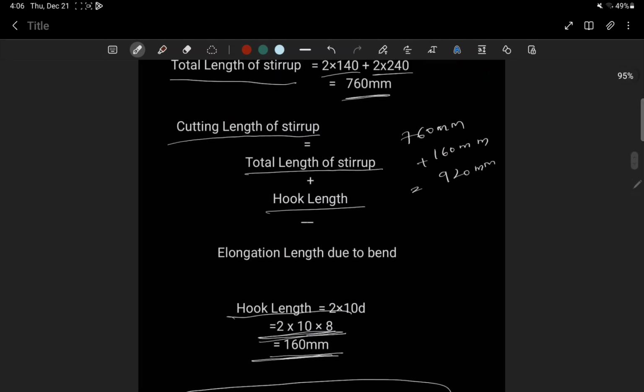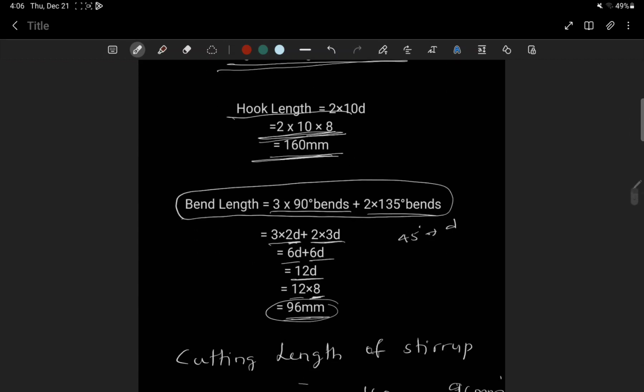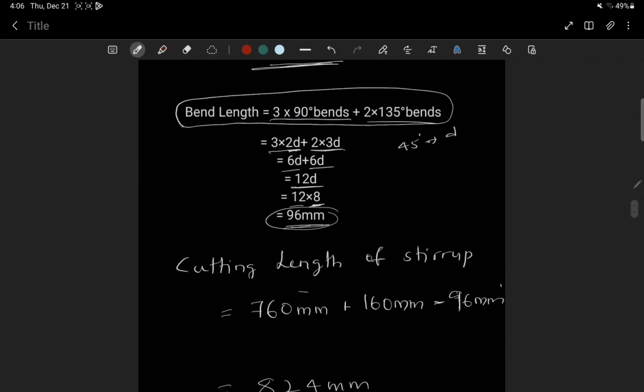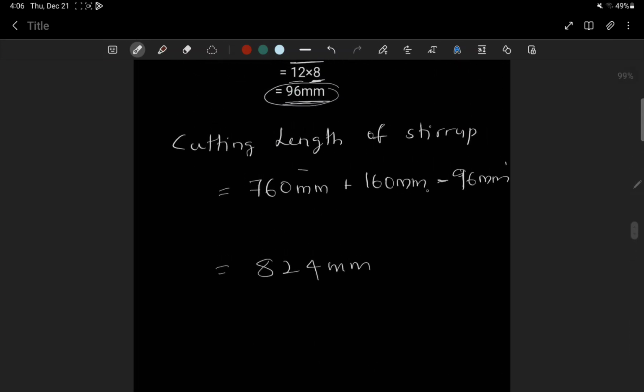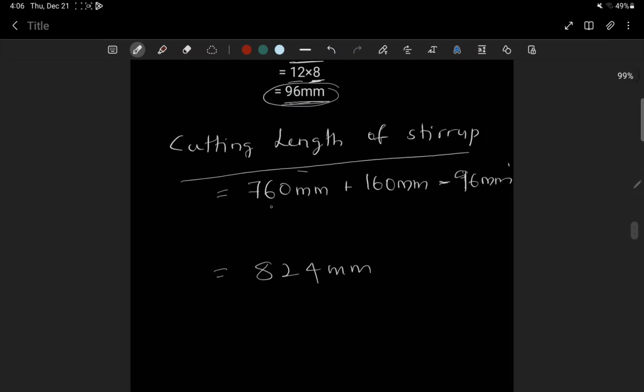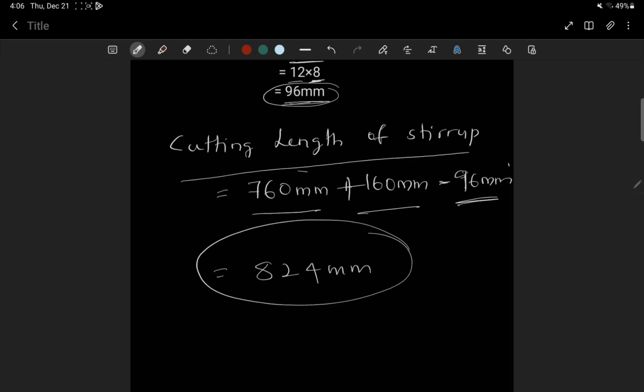As we know that cutting length of the stirrup is equal to total length of the stirrup plus hook length minus elongation length due to bend. We know that total length of the stirrup plus hook length is equal to 920 mm. From this we will deduct this bend length. Bend length is equal to 96 mm. Here we can see the cutting length of the stirrup is equal to 760 mm plus 160 mm minus 96 mm is equal to 824 mm.